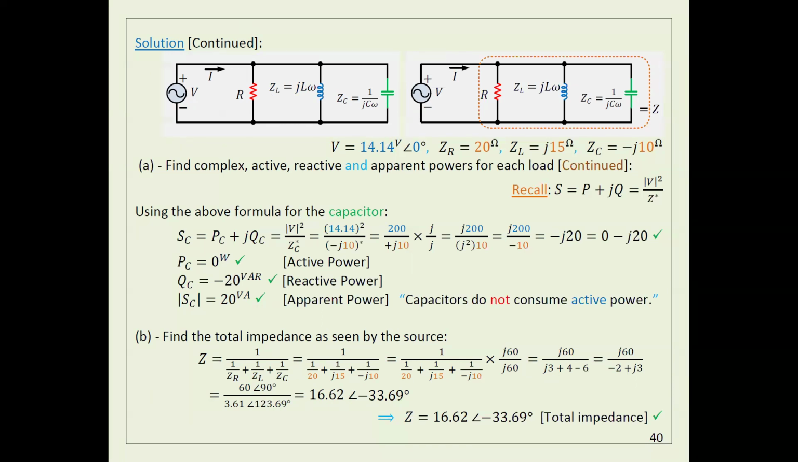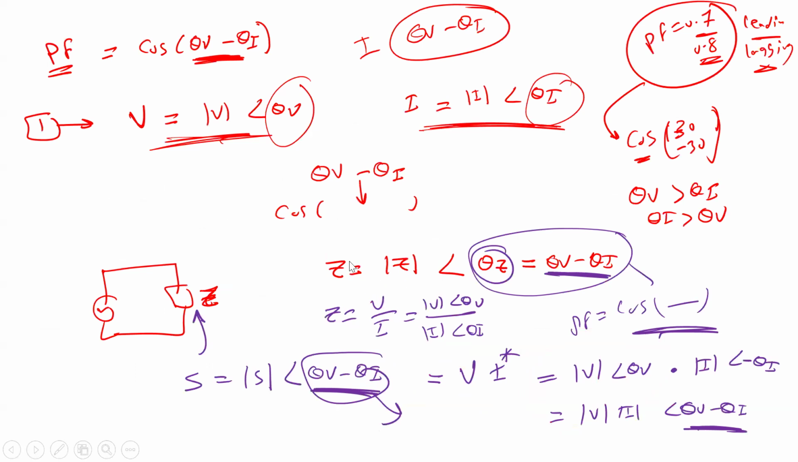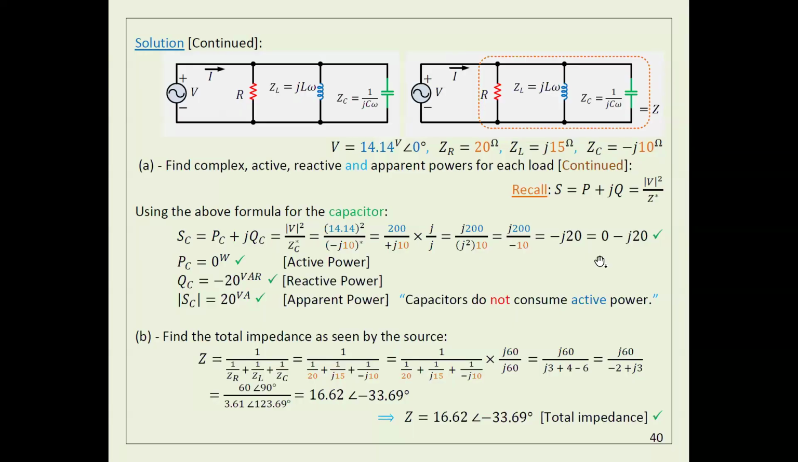If I ask you, what is the power factor here? If you can calculate the power factor, what is the power factor? One of the things to calculate the power factor, this is the easiest way. If you have Z, the angle of Z is actually theta V minus theta I. It's given to you. So all you have to do is, this angle here is theta V minus theta I. I have to take the cosine of this, whatever the value is. This will be the power factor.